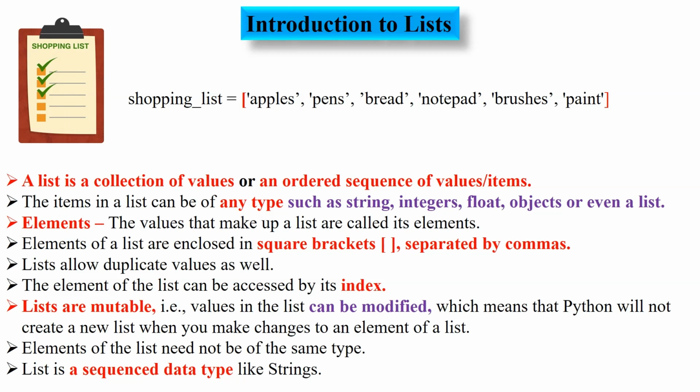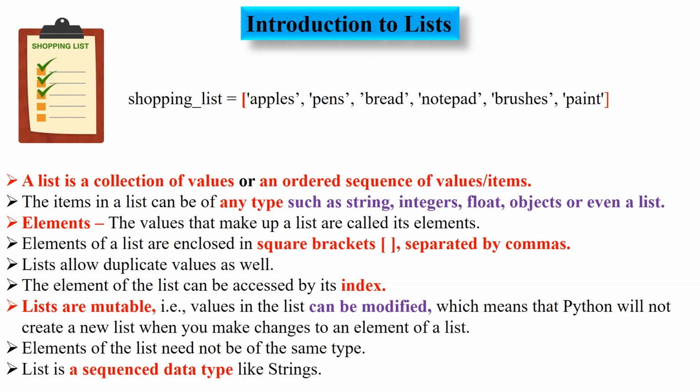A list is a collection of values or an ordered sequence of values or items. The items in a list can be of any type such as string, integers, float, objects, or even a list. The values that make up a list are called its elements. It's quite natural to write down items on a shopping list one below the other. For Python to recognize our list, we have to enclose all list items within square brackets, with the items separated by commas. Lists allow duplicate values as well.